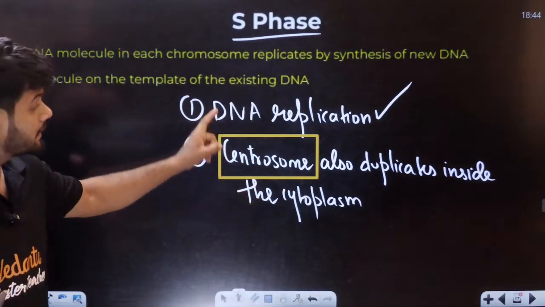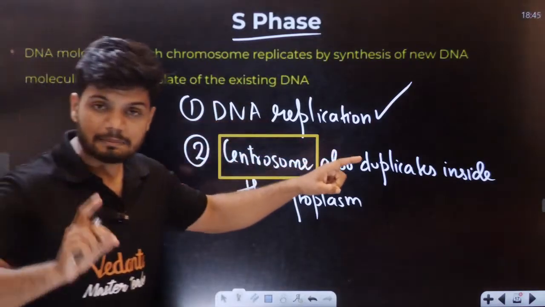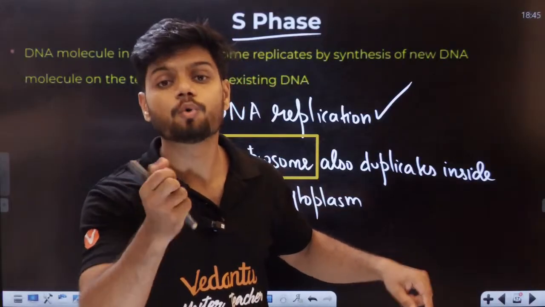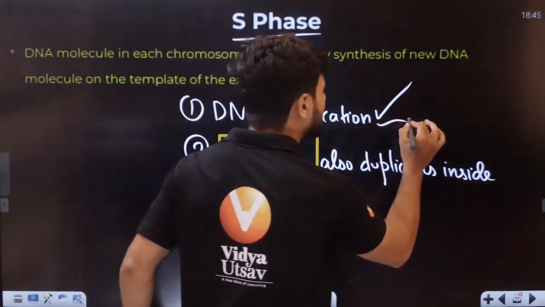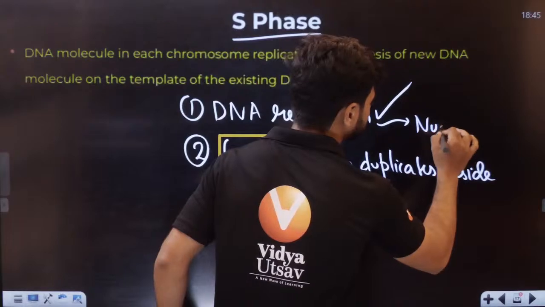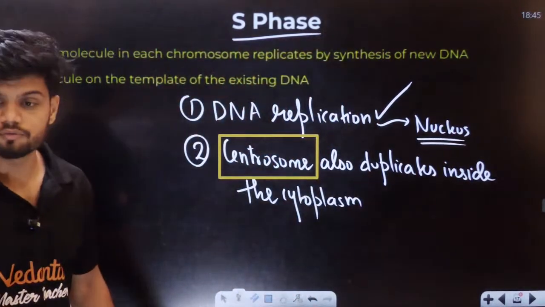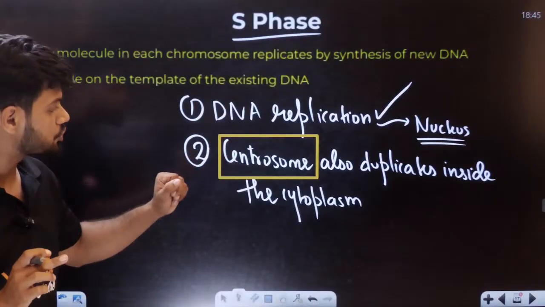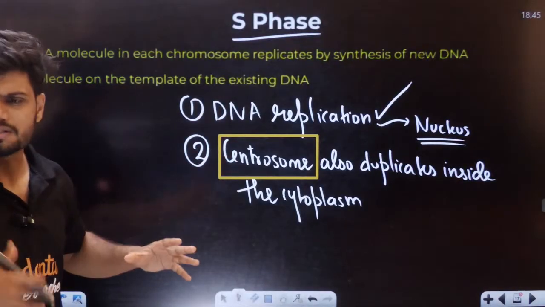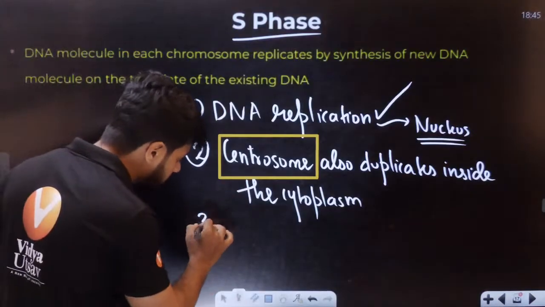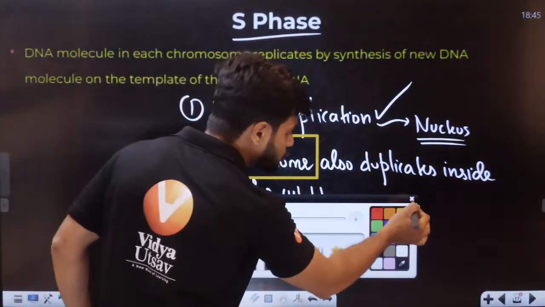Then where do you think DNA replicates? Students, please remember, DNA replicates in the nucleus. So DNA replication happens inside the nucleus. The centrosome also duplicates, with its two centrioles. Now, please remember, this is the most important thing where many students get it wrong.